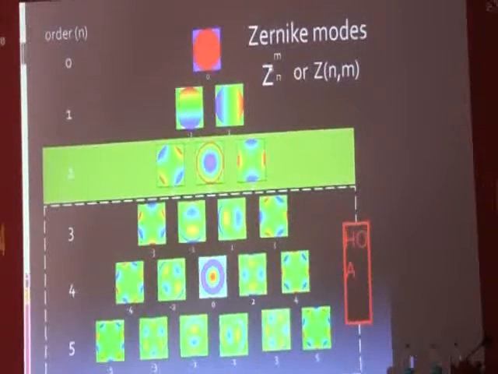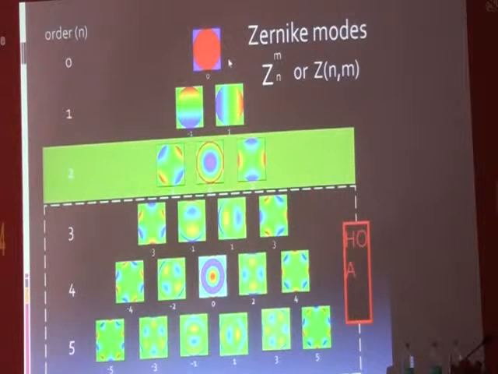And then if you see here, these are confusing. There are a lot of mathematical applications here. This Z stands for the aberration, which is also known as the Zernike mode. The N is the order. Each row is one order, so the N stands for that. And the M is the position of this particular mode in this row.